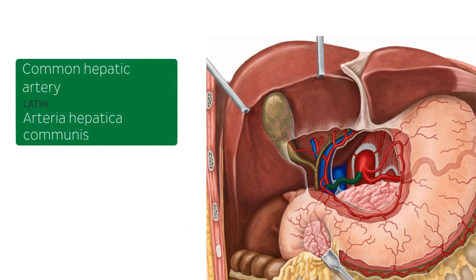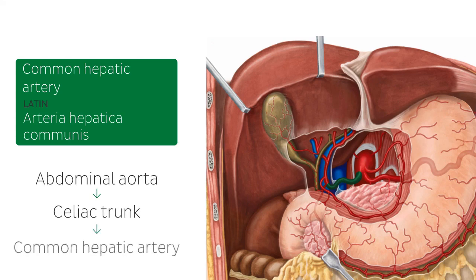The third and final branch of the celiac trunk is the common hepatic artery. This artery, as you can see in the image on the right, gives off several branches that supply the liver, the stomach, the duodenum, and the pancreas. So the celiac trunk is located on the anterior portion of the abdominal aorta, and its third and final branch is the common hepatic artery.